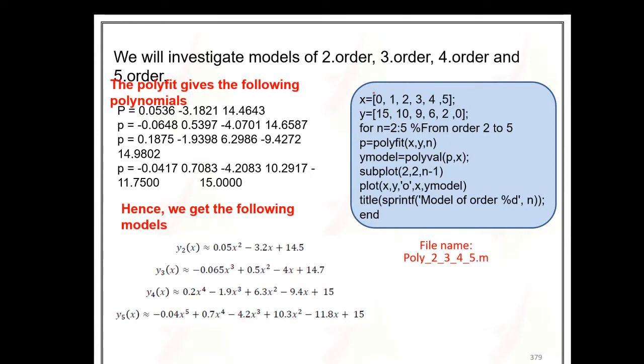If I am getting the models by using second order, third order, fourth order and fifth order, you can see previously I put 1 here. Here I am getting 2, 3, 4, 5. So for 2 you are getting this polynomial, and for 3, 4, 5. So this is the second order, third order, fourth order, fifth order polynomial. So you are getting the following models.